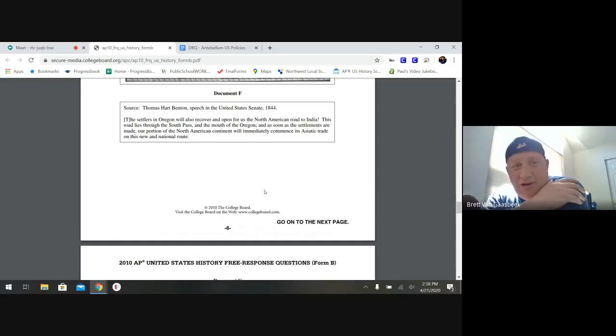Document F, Thomas Hart Benton's speech to the United States Senate, 1844. The settlers in Oregon will also recover and open for us the North American road to India. This road lies through the South Pass in the mouth of the Oregon. And as soon as the settlements are made, our portion of the North American continent will immediately commence its Asiatic trade on this new and national route. So Thomas Hart Benton telling us the importance of Oregon in 1844.